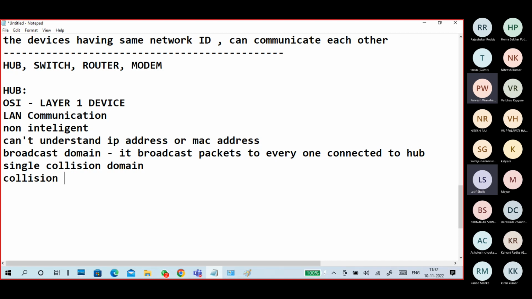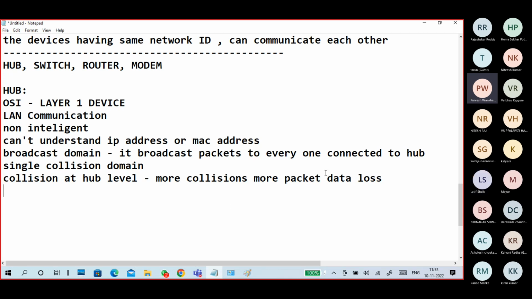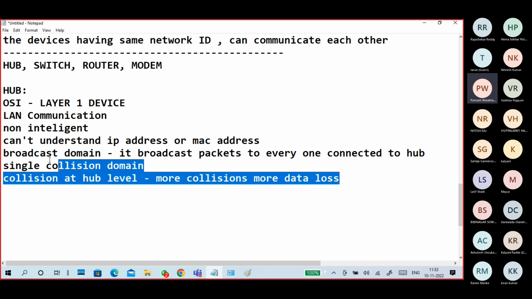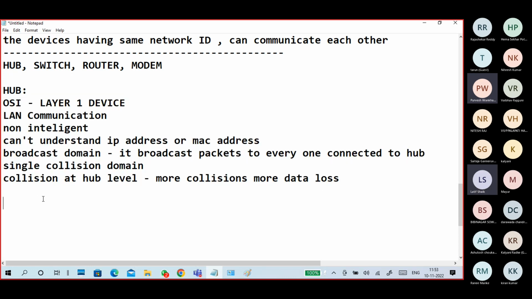That much depth we don't go into. Generally, collisions at the hub, more collisions, more packet data loss. Packets will die, more data loss. Okay, so this is what I wanted to say.